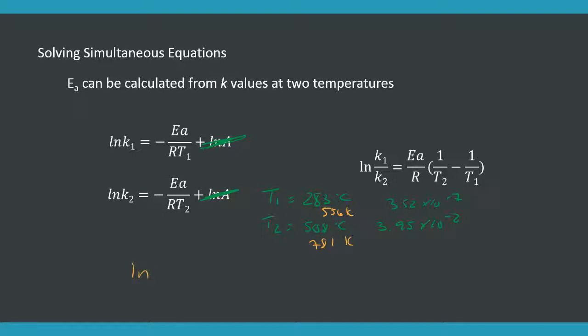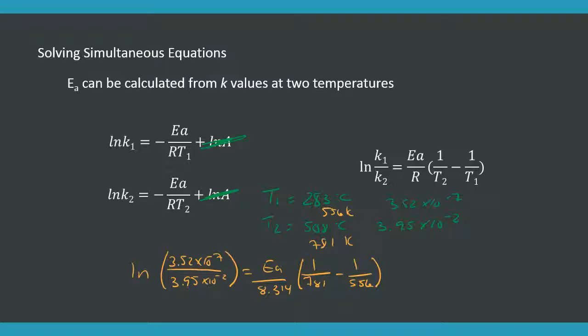Plug it in. So the natural log of 3.52 times 10 to the negative 7th over 3.95 times 10 to the negative 2 equals EA over 8.314 times 1 over temperature 2, 781, minus 1 over temperature 1, 556. Solve for EA. There's only one variable there. Just make sure you're very careful in manipulating the equation. Solve for one side at a time.